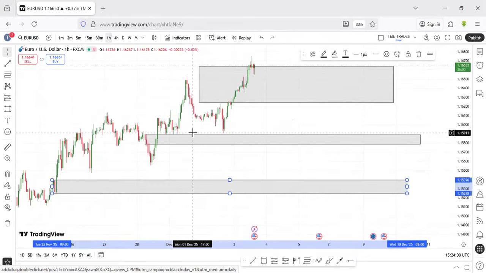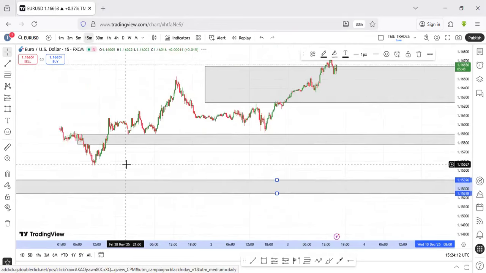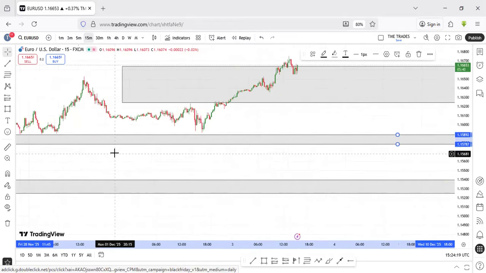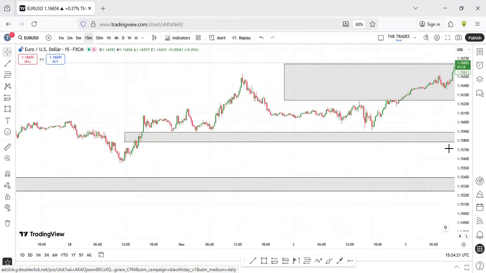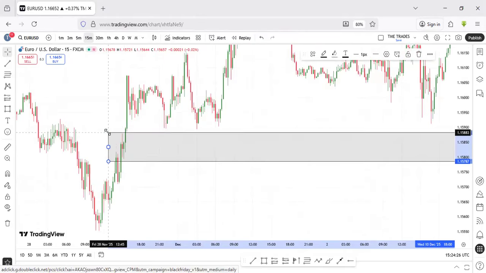And as you can see, we don't have any fair value gap there, and we don't have a very good order block there. Let's check 30 minutes. No good order block. Let's see 15 minutes. No good order block. Okay, we have a very, very good order block there. As you can see, let me zoom it so that we see it. We have a good order block there now with that small fair value gap here.